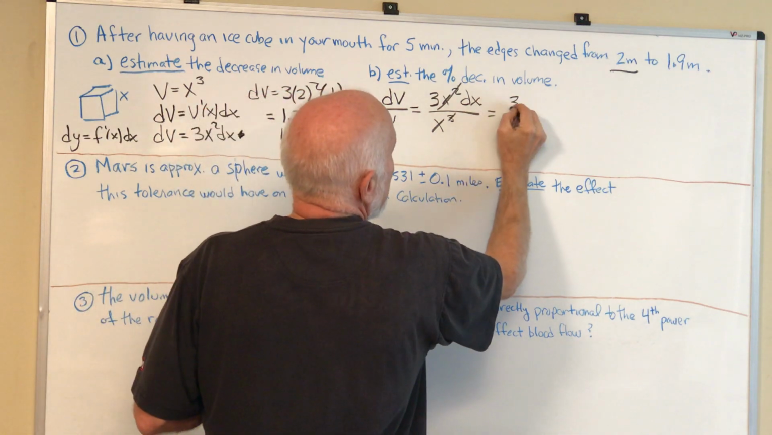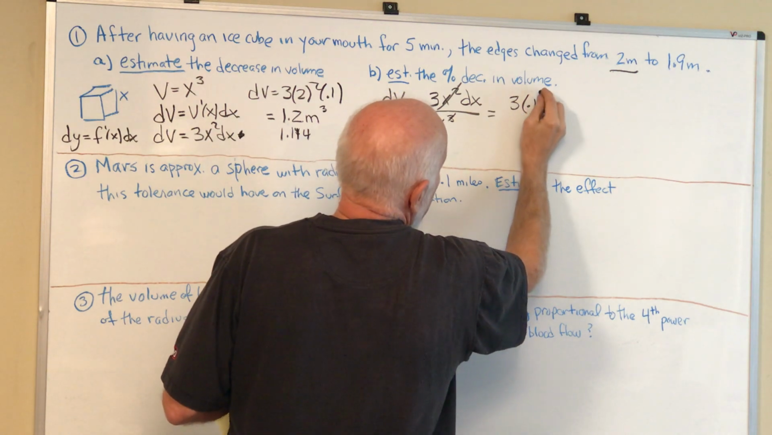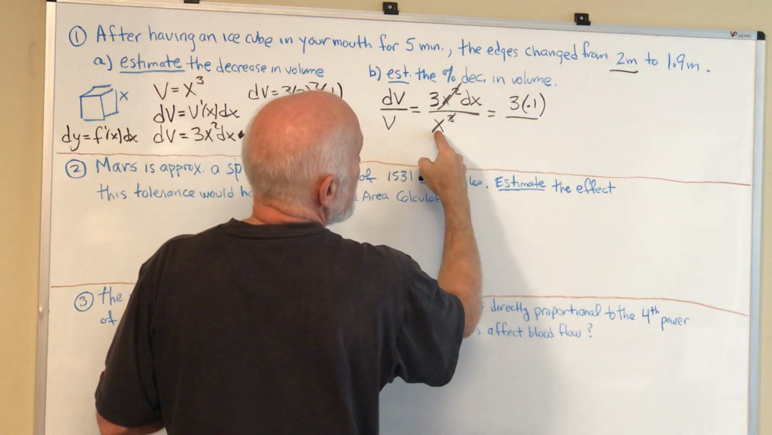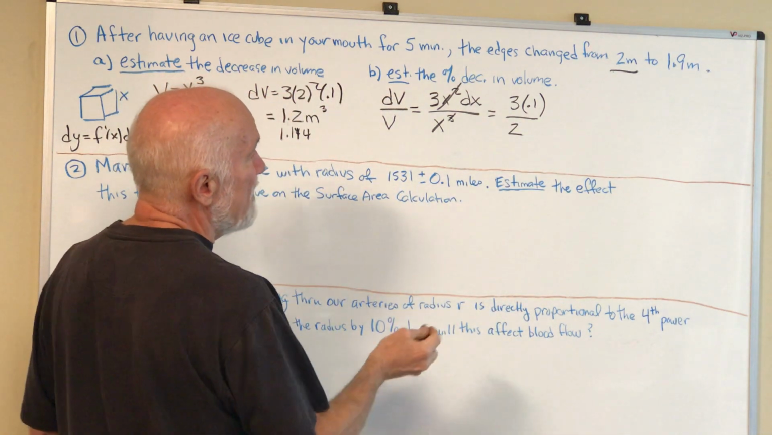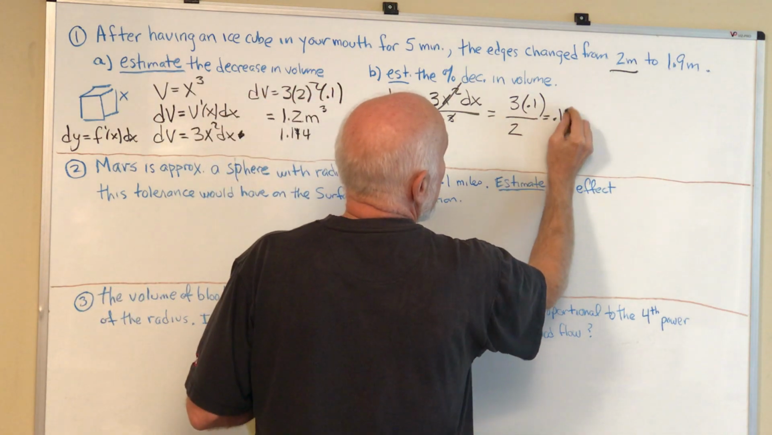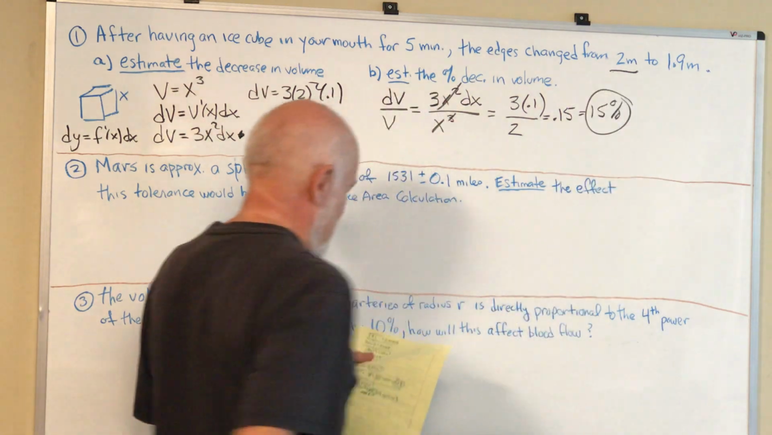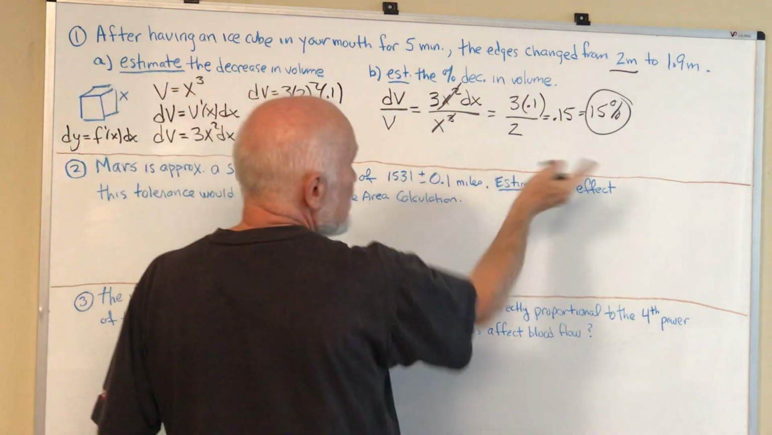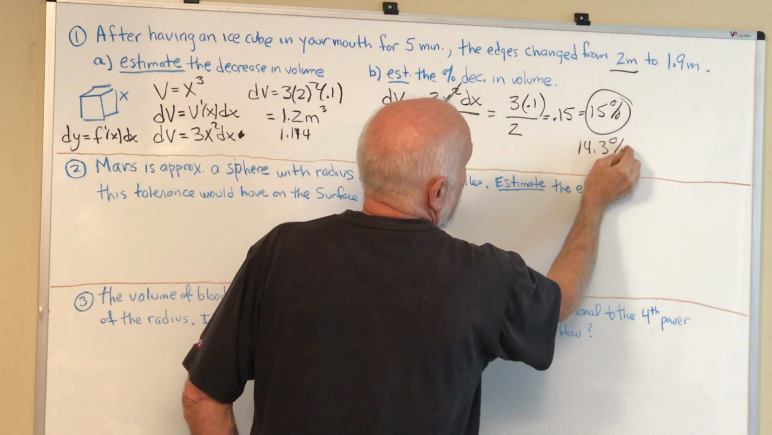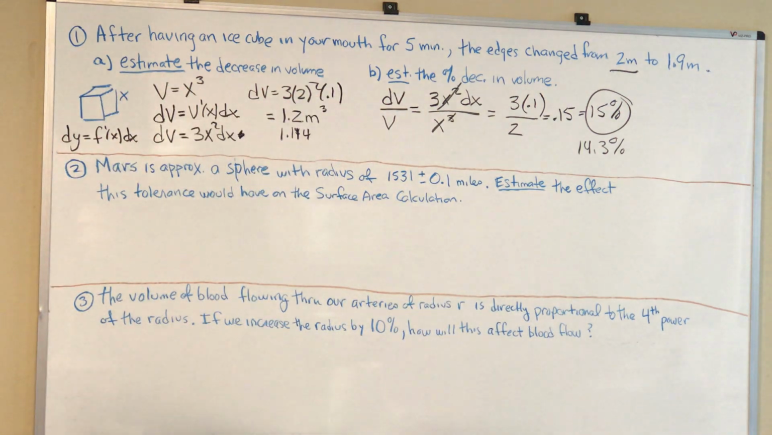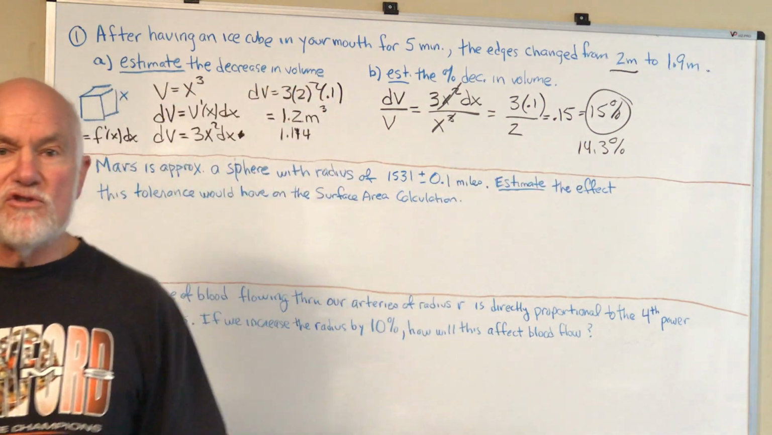we get 3 dx, which is a negative 0.1, but we're just looking at the change, so we could say 0.1, over the original x, which is 2. Well, 3 divided by 2 is 1.5, so this is 0.15, or 15%. And the calculator, if you actually did this, actual comes out to be 14.3%. So again, without much work, we came up with an estimate that was very close to the actual.